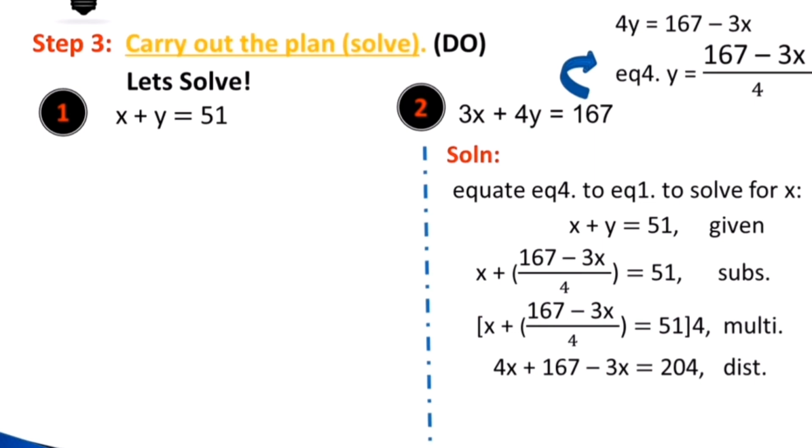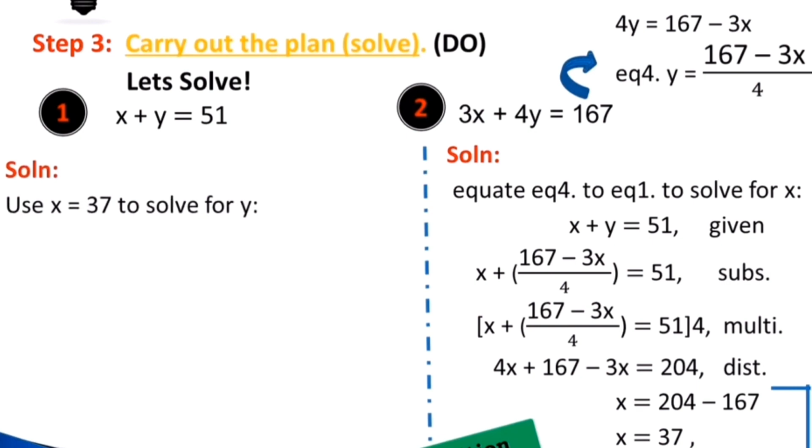Okay, since I am looking for the value of x, I am going to transpose 167 to the other side. It becomes negative 167. Since 4x minus 3x equals x, or 1x, this time I will be able to get the value of x as 37. Now, if I already have the value of x, how can I solve for the value of y? The same alternative solution: instead of creating another equation from equation 1, I'm going to use the value of x here. So to solve for y, x must be equal to 37.